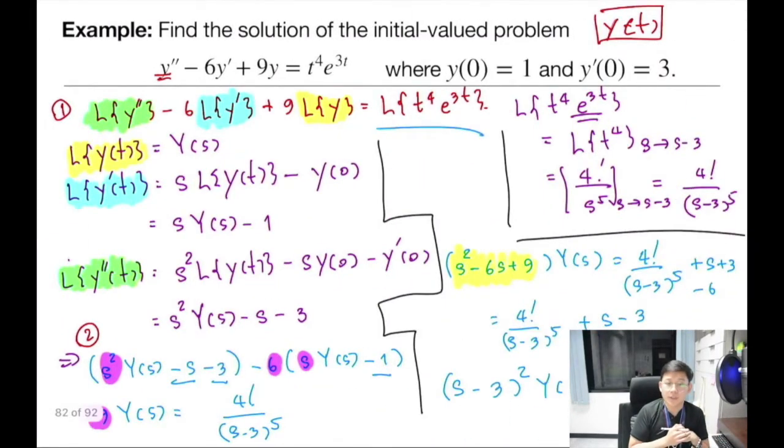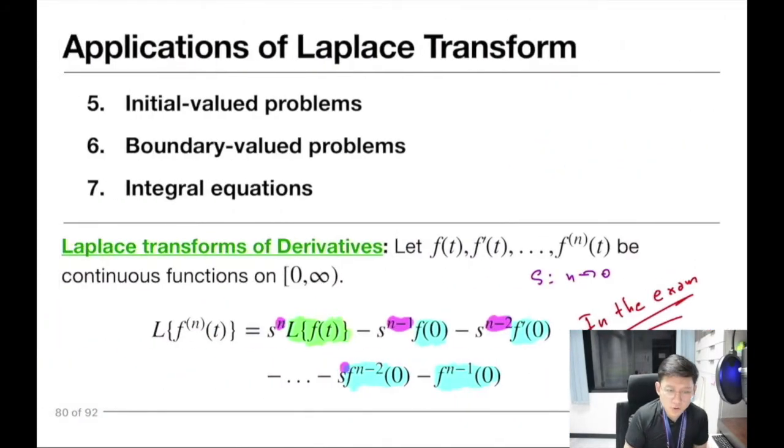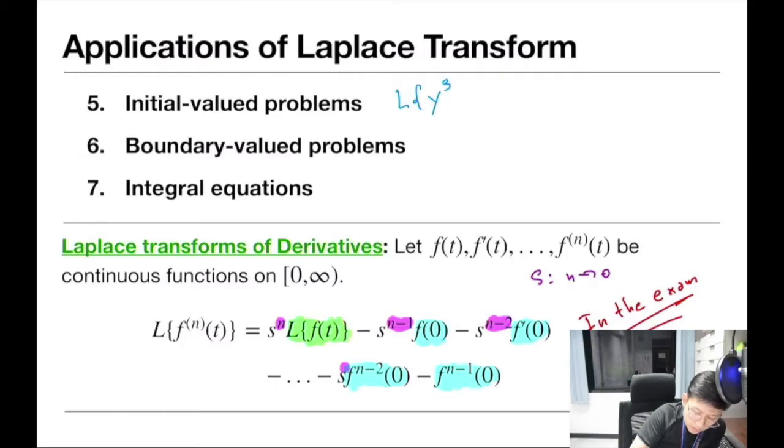Okay, and here the Laplace transform of y double prime would be s squared times the Laplace transform of y minus s y0 minus y prime 0. Okay, guys, for those who don't understand, let me write this down. If you want to find the Laplace transform of y triple prime, what is it?